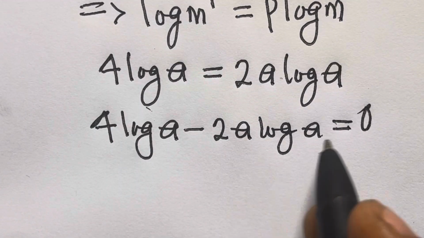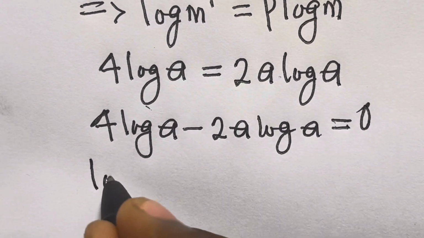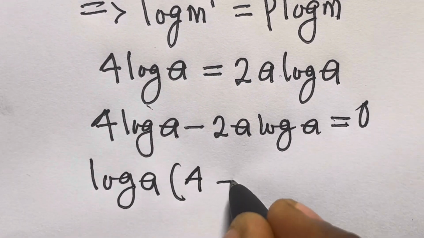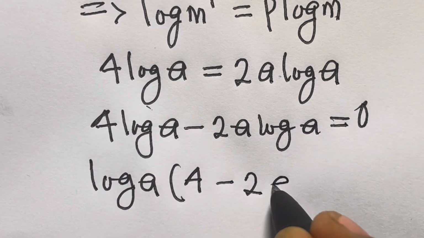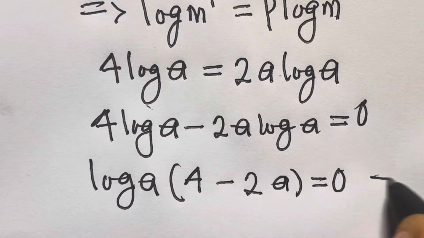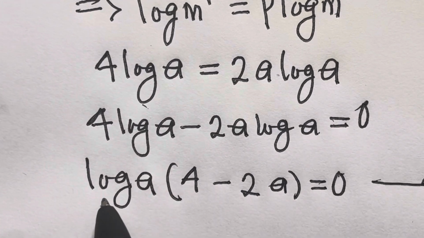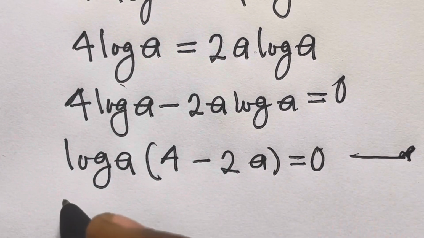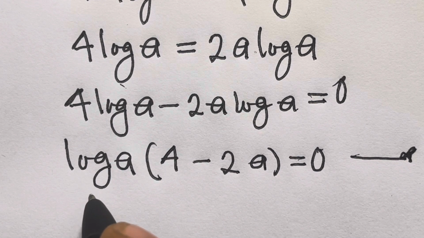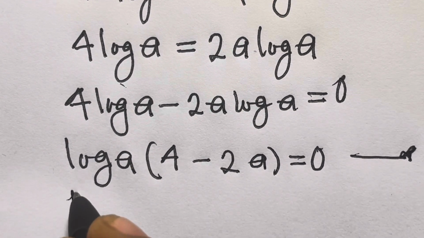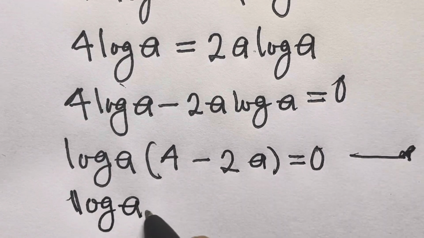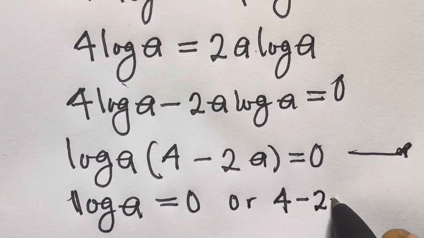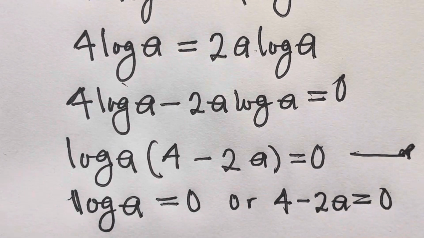Since log a is common, we can factorize it out. So we have log a, and what will be left here? We have 4 minus 2a equals 0. From here, you observe that log a equals 0 or 4 minus 2a equals 0.